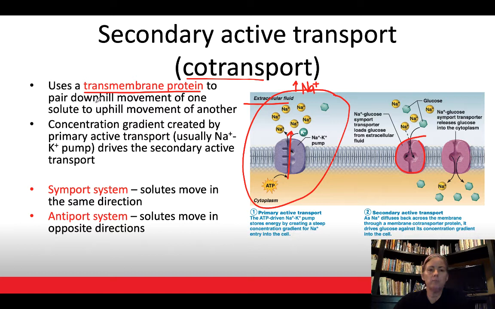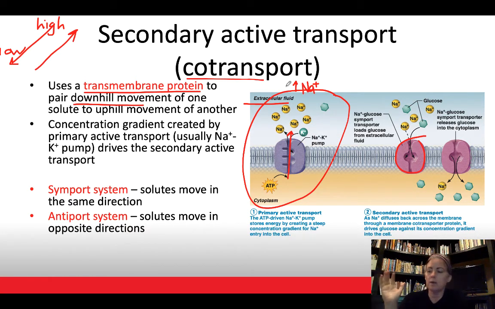And we are going to pair downhill movement, which means going from an area of high concentration to low concentration. So we're pairing downhill movement of one solute with uphill movement of another. Okay? So basically, if one solute is moving down its concentration gradient in a direction, it's able to actually pull another solute with it and move that solute against its concentration gradient.